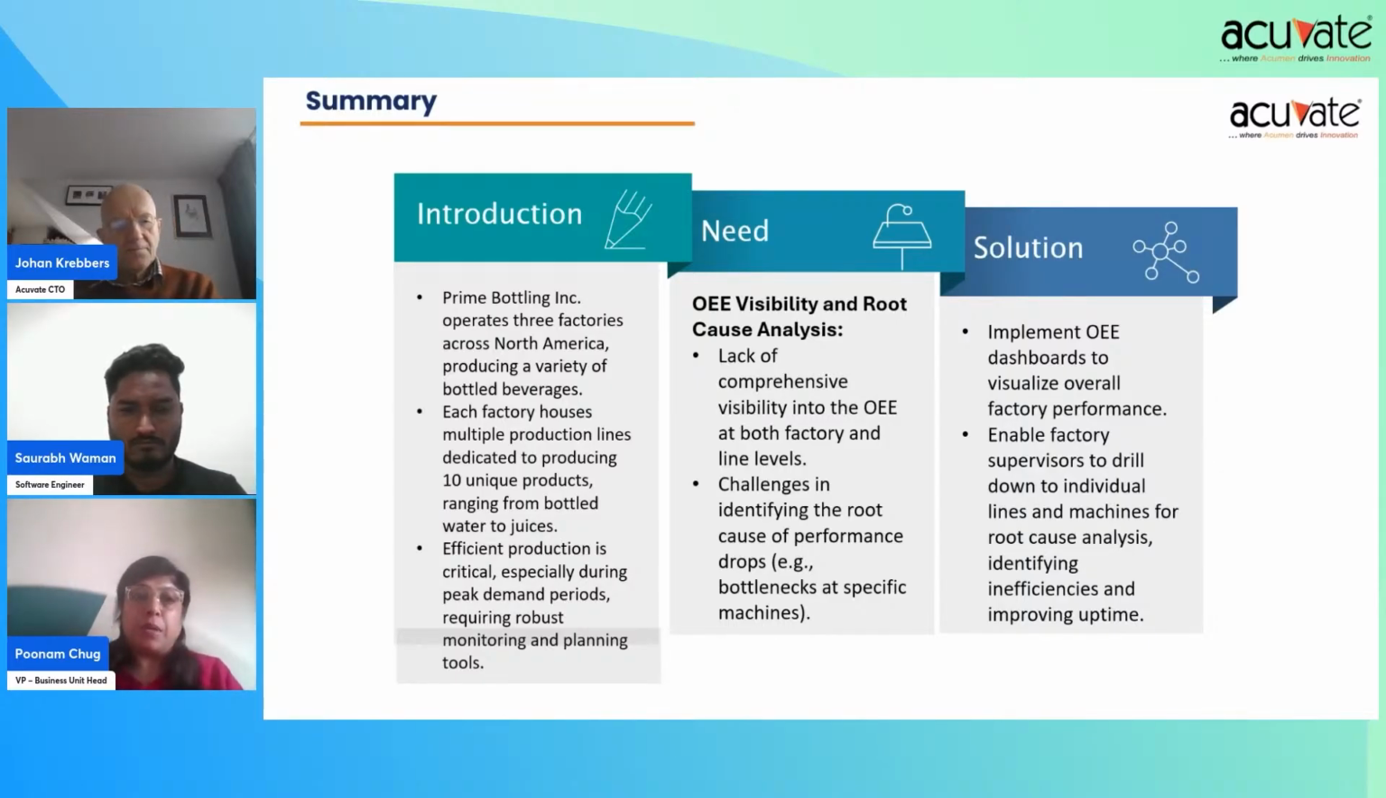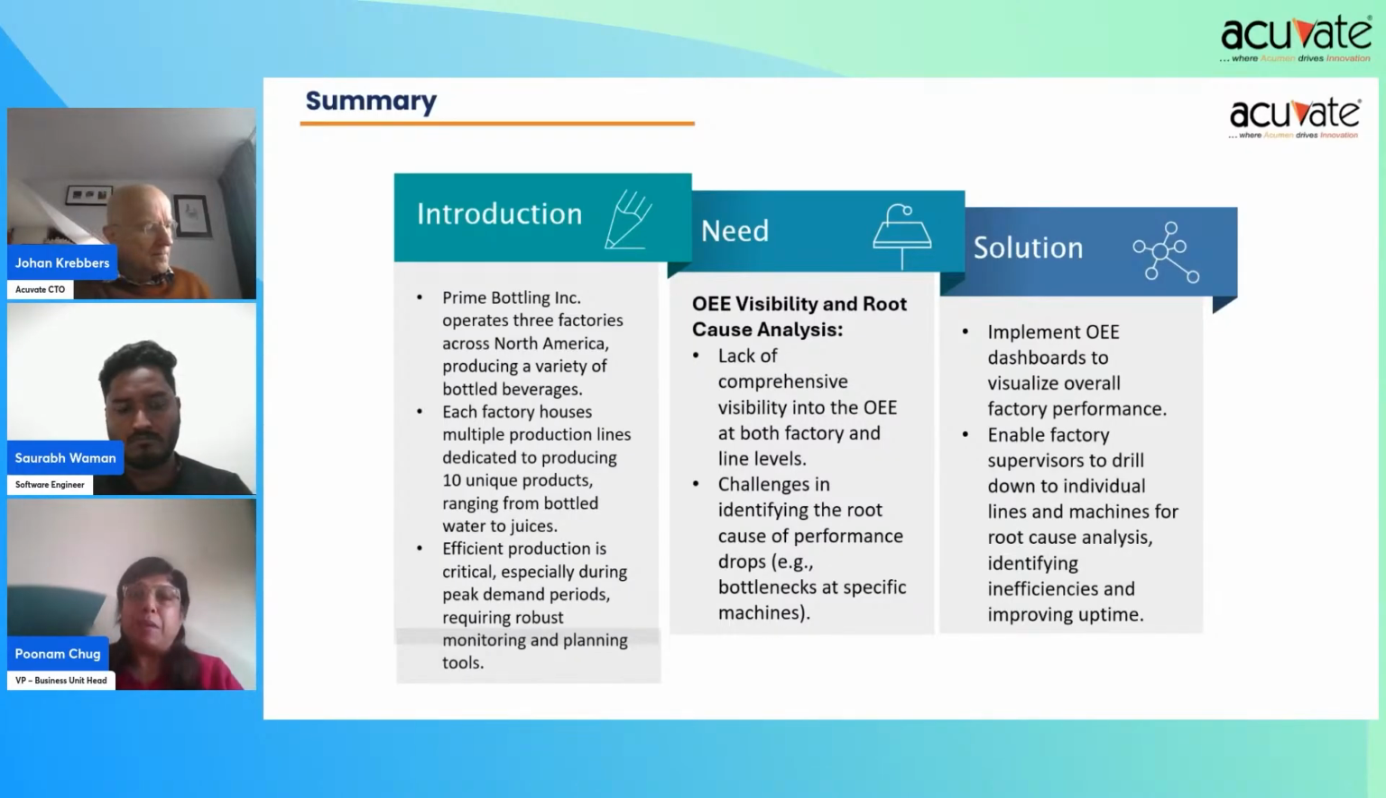So here, for the purpose of this demo, what we have done is we have taken a hypothetical organization called Prime Bottling, which is a manufacturing firm, and it operates in North America. It has three plants operating in North America, and under each plant, it has multiple production lines, and they are producing 10 unique products. It's a bottling company, right? So they have juices, water, and so on, right?